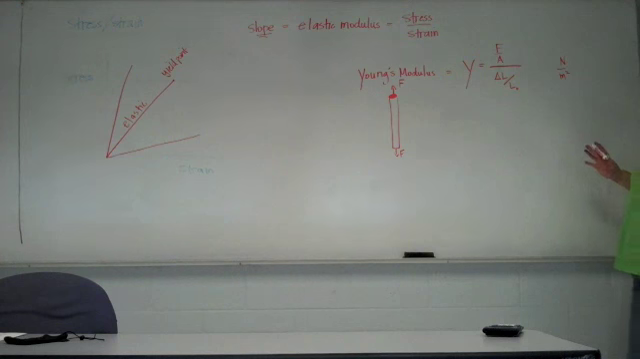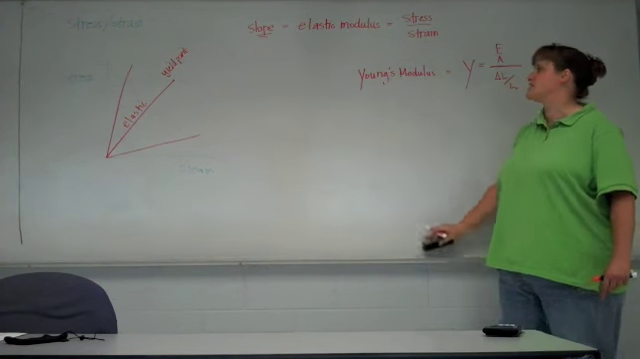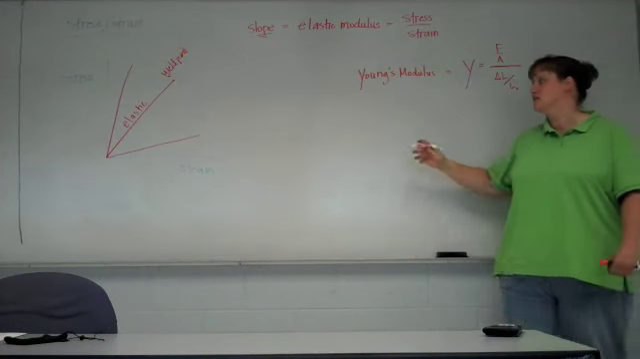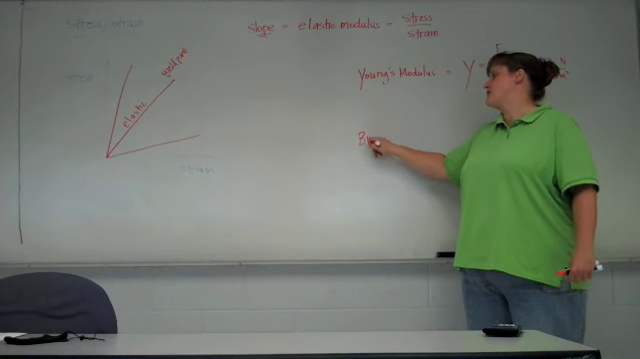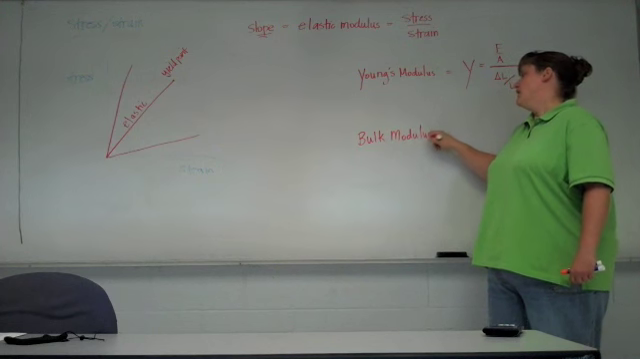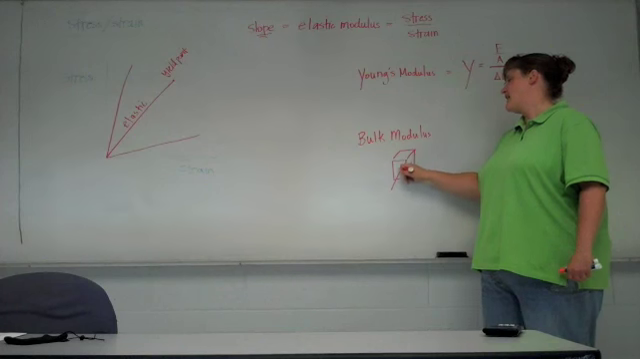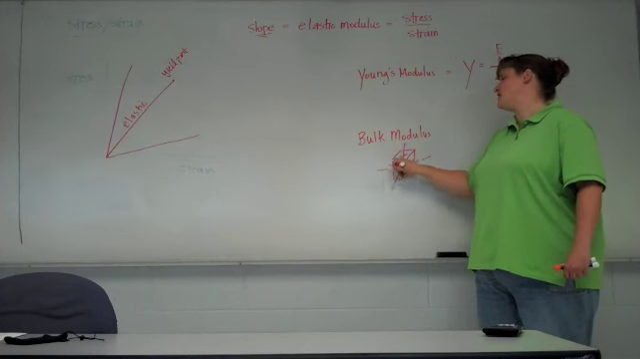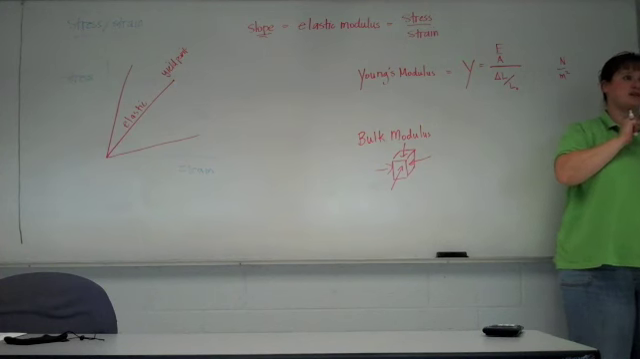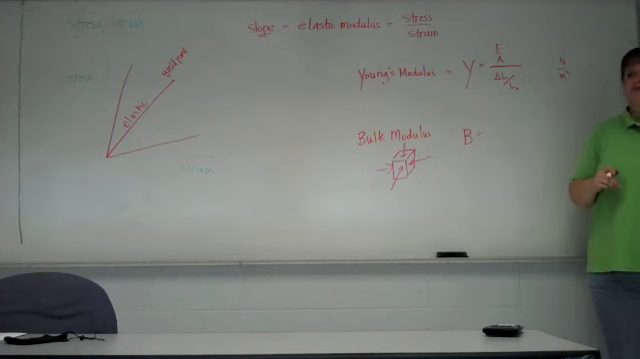Now, there are multiple types of moduli. Our book only talks about two. Young's modulus is specifically just along a line. You're stretching or compressing along a single line. The second modulus our book talks about is the bulk modulus. That is if you have forces in all directions, so basically a pressure from every direction acting on your object. Your book uses a capital B to represent it.